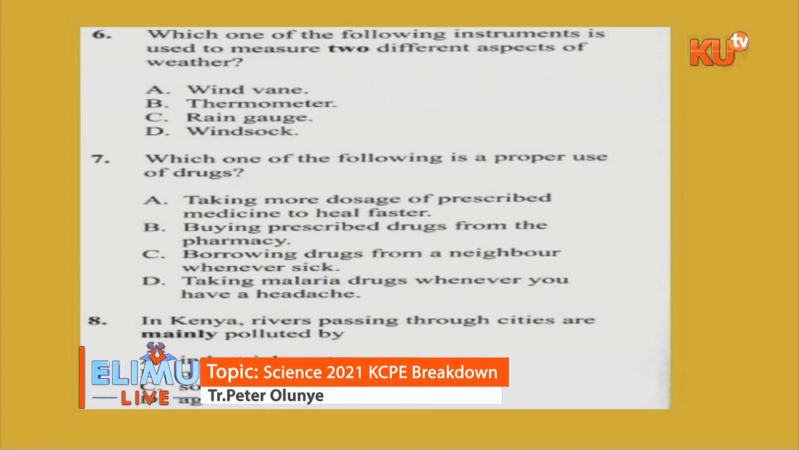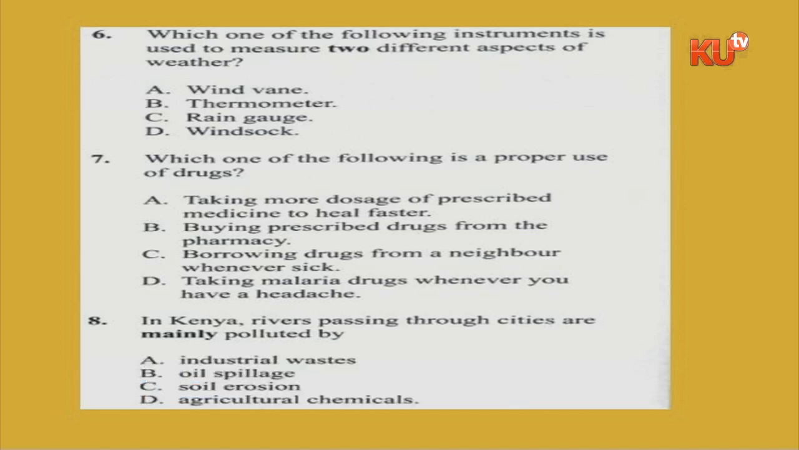A, is it wind vane? B, is it thermometer? C, is it rain gauge? And D, is it windsock? Now, here you also need to know the aspects being measured by each and every instrument. This is a class 5 question.